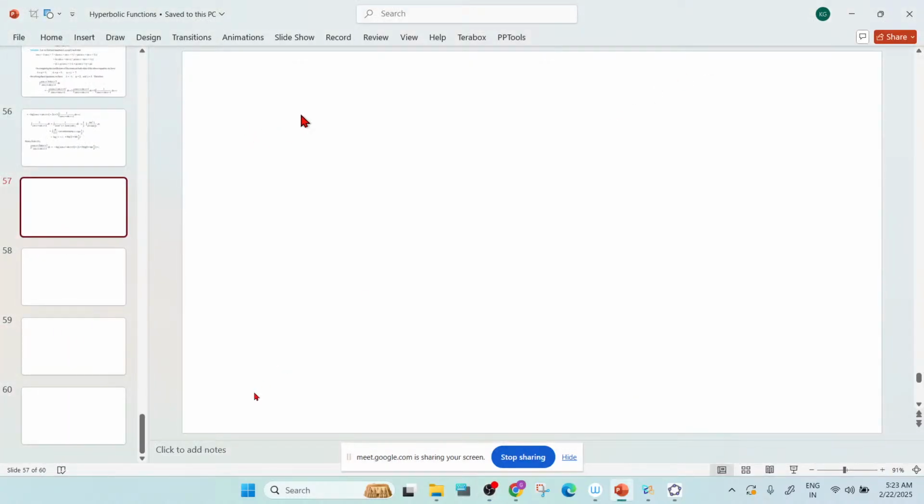What is the function? Tell me again. 1 minus x square minus 4x. X square minus 4x. Okay, let's take negative common. X square plus 4x minus 1. Okay, yes sir, this becomes what? Negative of x square plus 4x plus 4 minus 4.